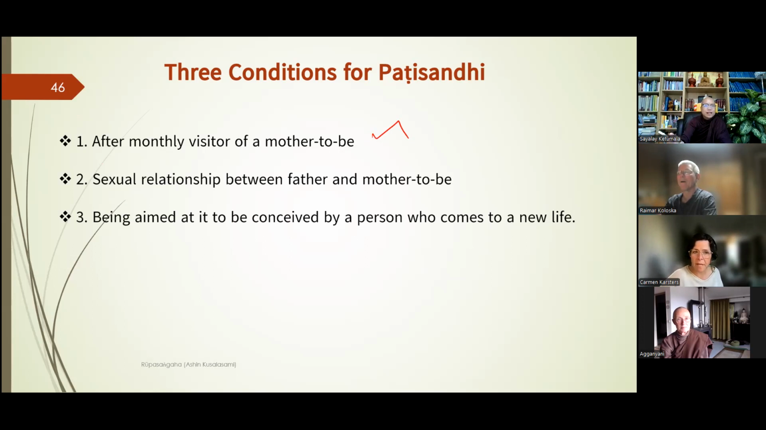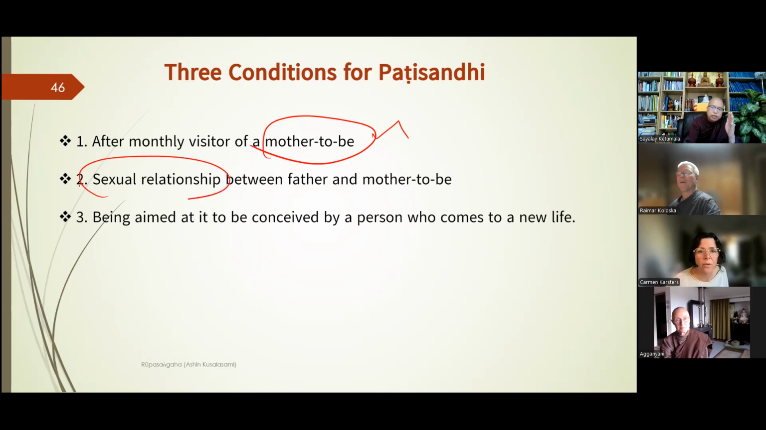Basically, if the father and mother are in a relationship, that's the second one. The mother to be must be on that period, and on that period they have a sexual relationship. At the same time, a person who comes to a new life must aim to be there.